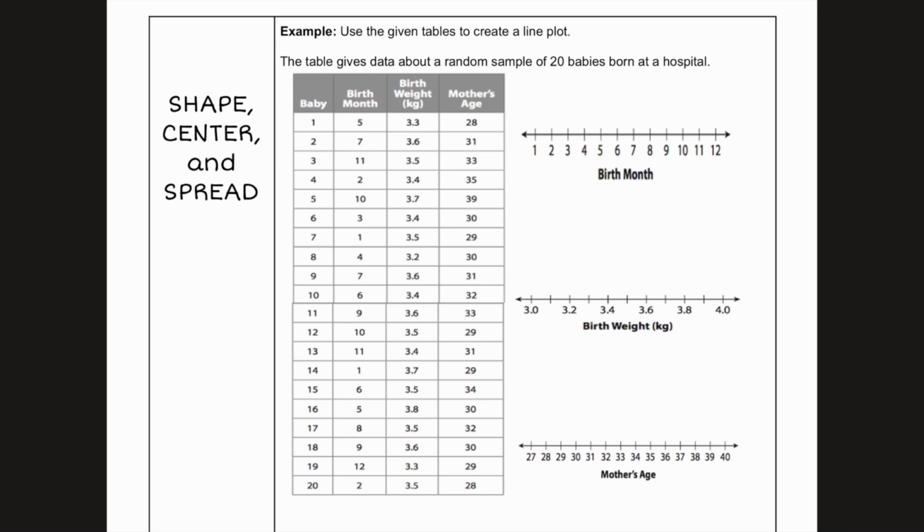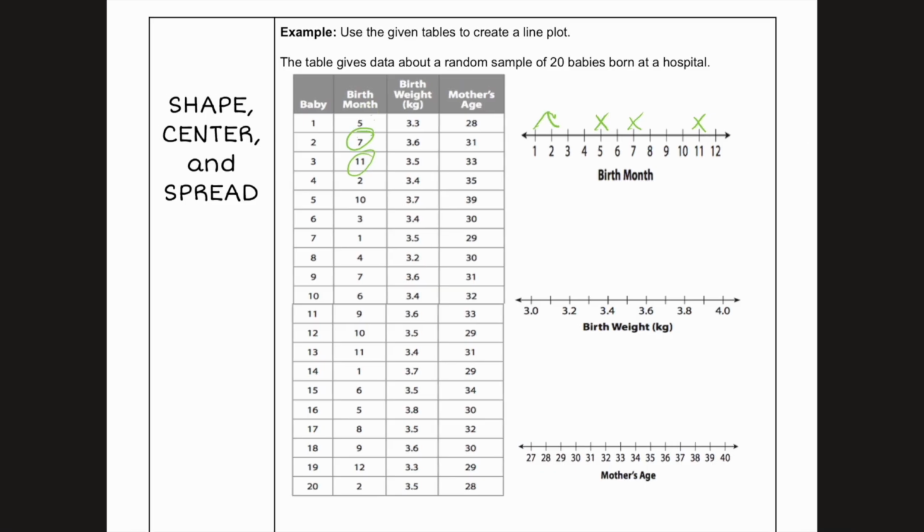And how you make a line plot is basically each time you see one of these pieces of data, so birth month 5, I'm going to make a little X there for 5. I'll do the same thing for 7. When I see the next piece of data, I see 11, so I'm going to make one for 11. I see 2 as I keep going down the column, and I'm going to make one for 2, and then 10, and 3, and 1. And I just continue going down that column, 4, and I see another one for 7. And so what do I do? I stack it on top. And the goal is to try and make them about the same size and height for each of these.